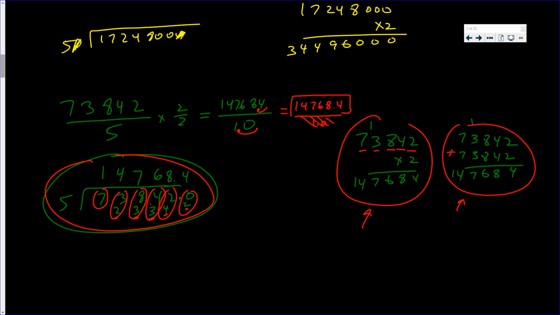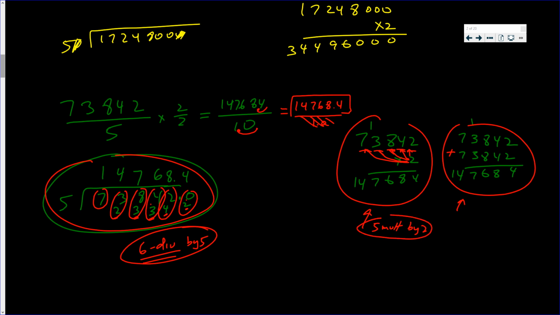1, 2, 3, 4, 5, 6 divisions. 6 divisions versus 1, 2, 3, 4, 5. Let me say this a little bit differently. 6 divisions by 5 versus 5 multiplications by 2. Come on, this is easier.